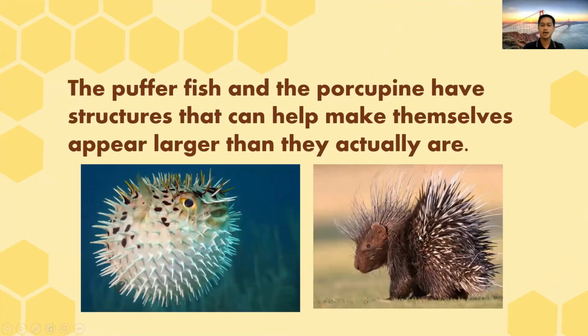So here is a pufferfish and a porcupine. Their spikes make them look larger. In pufferfish, what do they usually do? They suck in water to make their body larger than their actual size. And for the porcupine, they have these spikes that make them look larger or bigger than they actually are.